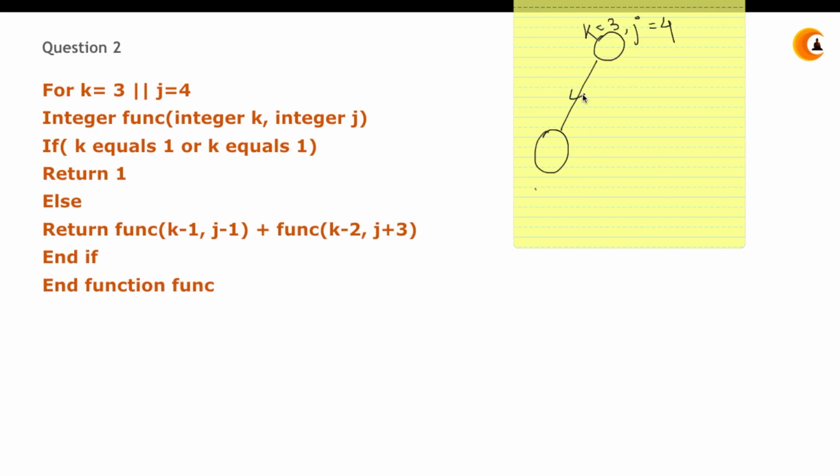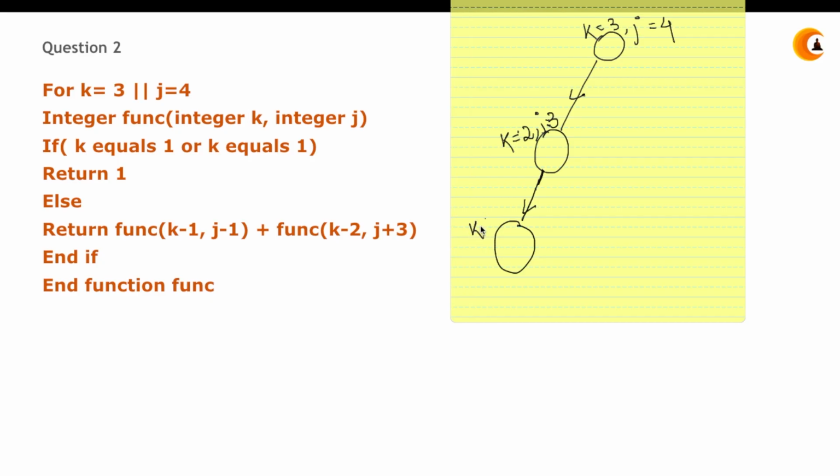It says if k is equal to 1, it's not correct, right? So it will not go to the if part, it will go to the else part. The else part says that you need to return the function with k minus 1 and j minus 1. So the value of k will be 2 and the value of j will be 3, right? Again, the value of k is 2, it is not equal to 1, so it will again move on to the else part and solve again for k minus 1 and j minus 1. Now the k value will change to 1 and the j value will change to 2.